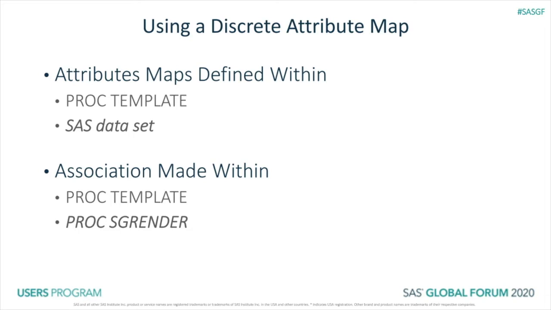For this presentation, I'm going to focus on building an attribute map using a SAS data set and referencing that attribute map on the PROC SGRENDER. The paper also talks about how you can build your attribute map within the PROC TEMPLATE and also referencing it within PROC TEMPLATE. But for the presentation, we'll focus on the data set and PROC SGRENDER.